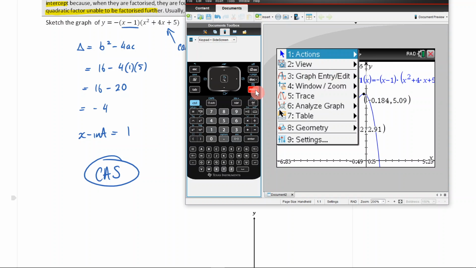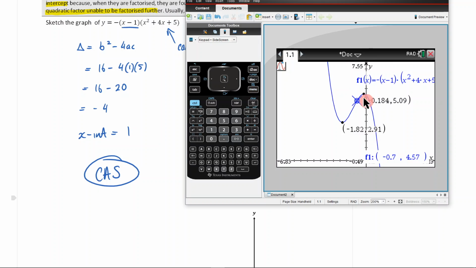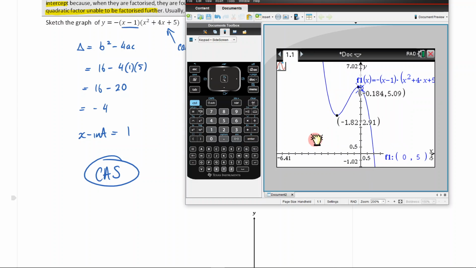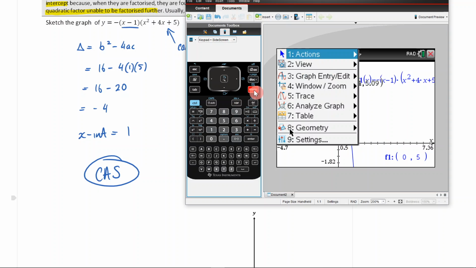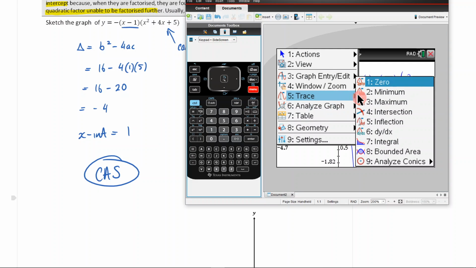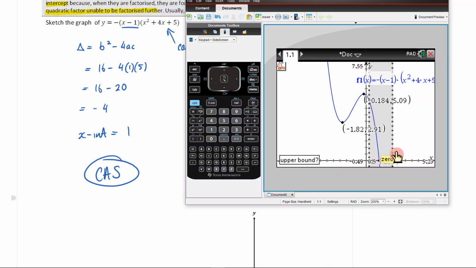We could also find our y-intercept. Let's go trace, graph trace, and then we know that it's going to occur when x is equal to 0, so we go 0, then we hit enter, and then you can see that it's going to occur at 0, 5. We also know that we have an x-intercept at 1, and we can just confirm that by going analyze graph 0, and sure enough, it's going to be 1, 0. So now, with all this information, we can give this thing a sketch.